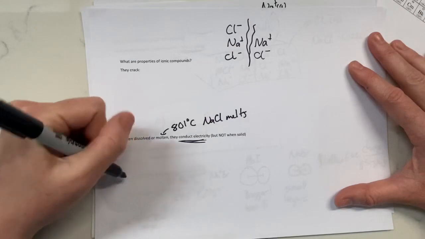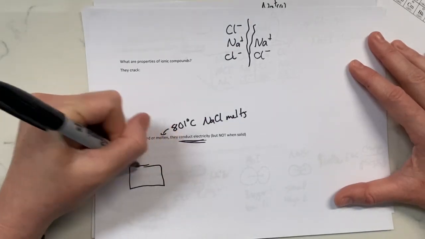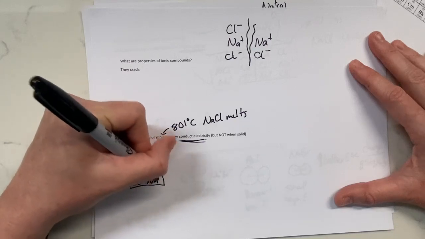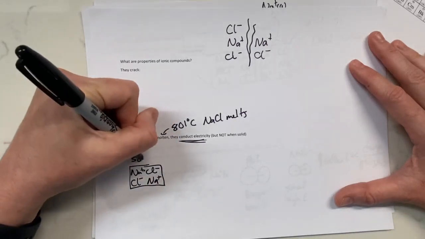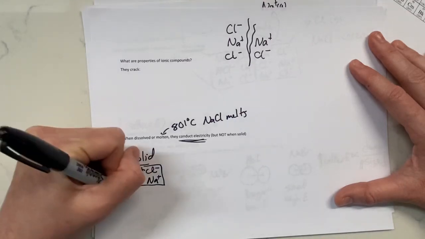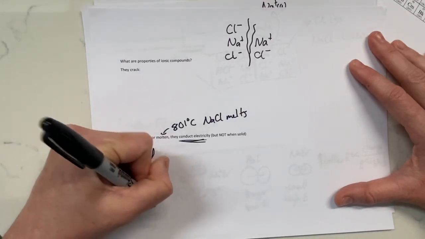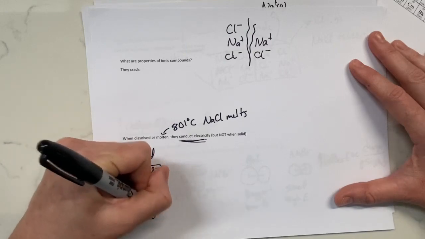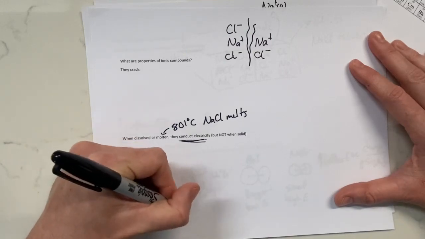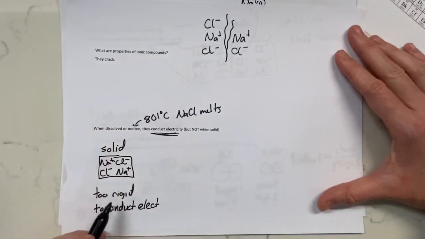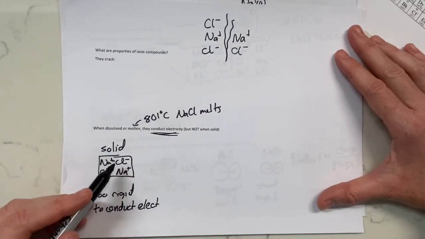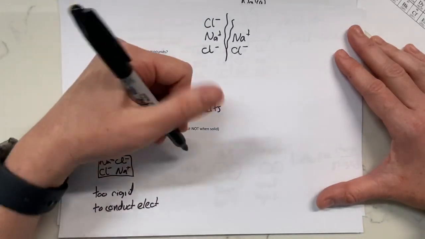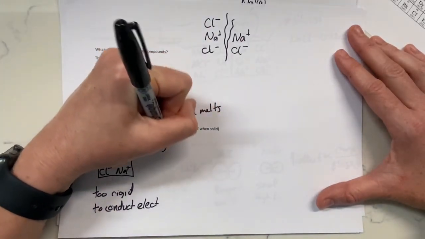If you have things in a lattice, so you've got the Na+, the Cl-, the Cl-, and the Na+, it's really rigid. So this is solid. This is too rigid, meaning they're all stuck together. In order to conduct electricity, these ions have to be able to move. They have to be able to move. And so let's look at another example. Let's say we dissolve it.